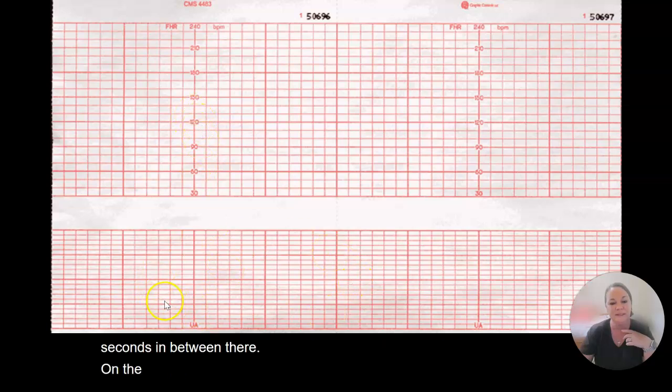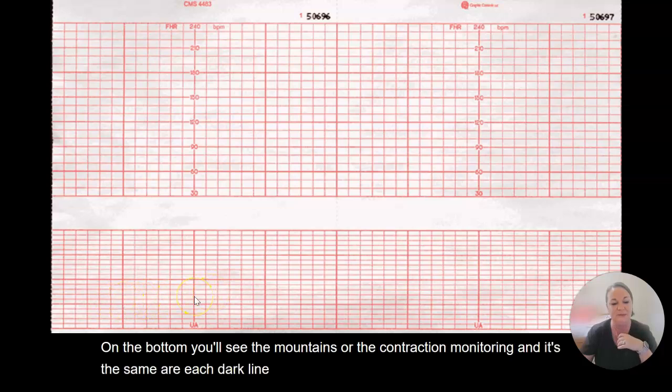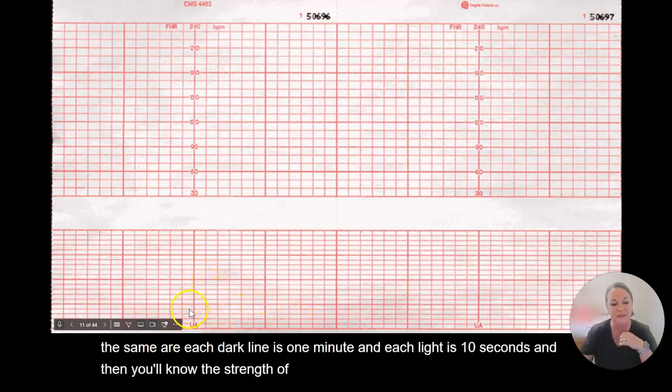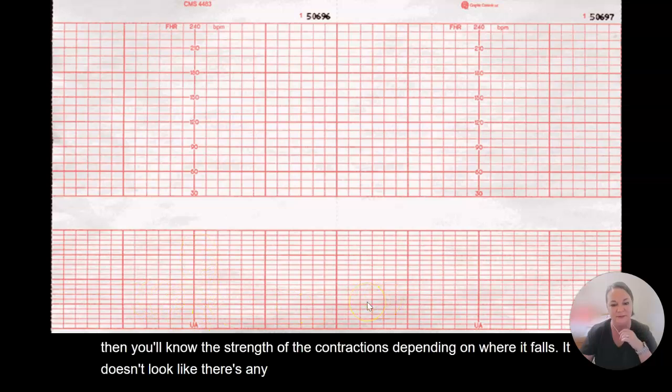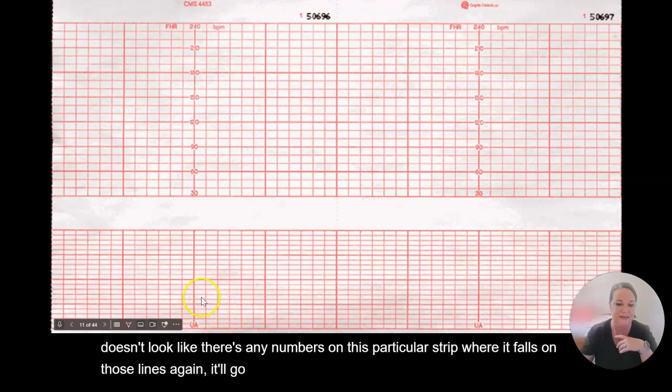On the bottom, you'll see the mountains, or the contraction monitoring. It's the same. Each dark line is 1 minute, and each light line is 10 seconds. Then you'll know the strength of the contractions depending on where it falls. It doesn't look like there are any numbers on this particular strip for where it falls on those lines. Again, it'll go up 10 every light line.